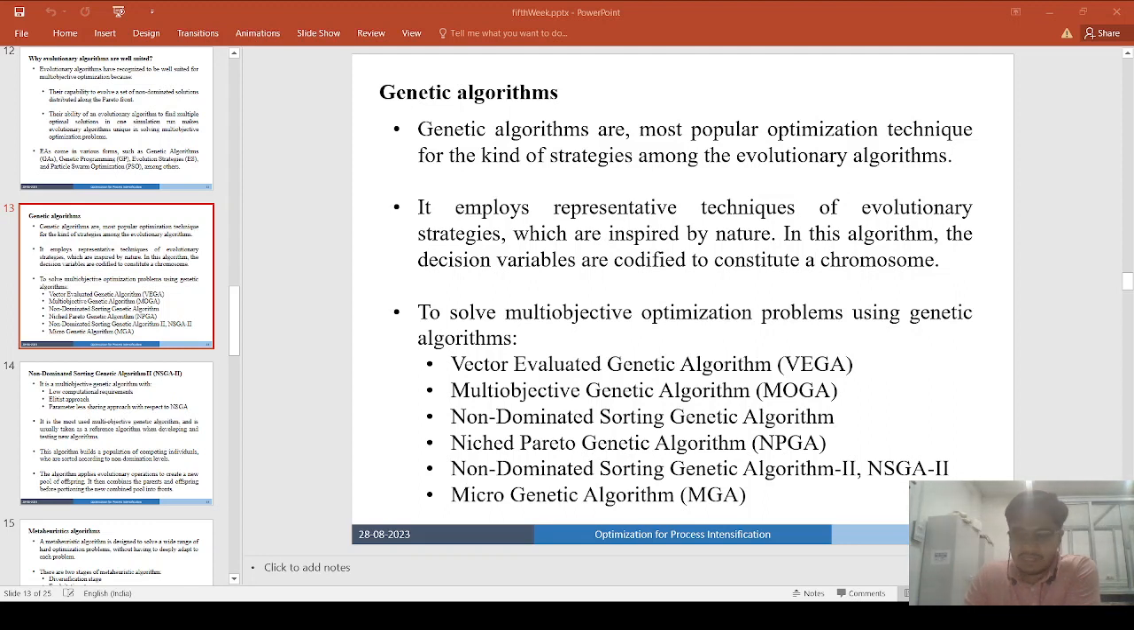Evolutionary methods rely on the idea of natural evolution, and genetic algorithms represent it in a very fundamental manner: in this algorithm, the decision variables are codified to constitute a chromosome.